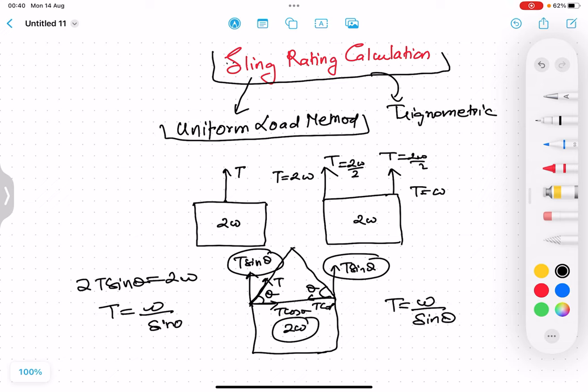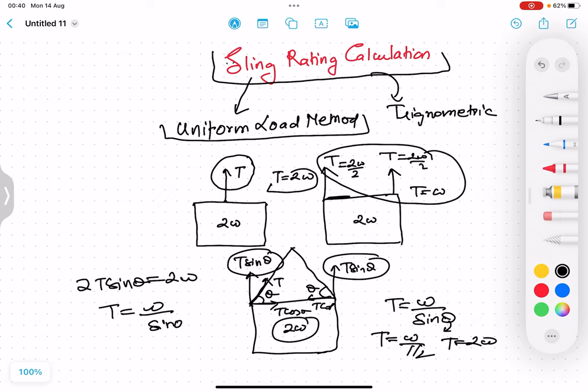From this you can easily understand T is equal to W by sin theta. If theta is equal to 0, it means the rope is lying flat like this, then there will be no lifting at all. If theta is equal to 30 degrees, sin 30 is equal to 1/2, so T is equal to W over 1/2, so T is equal to twice W. Now try to understand: when we are using a single sling, the tension is 2 times W. When we are using two slings, the tension basically halves. When you are using two slings at 90 degrees, the tension is equal to W.